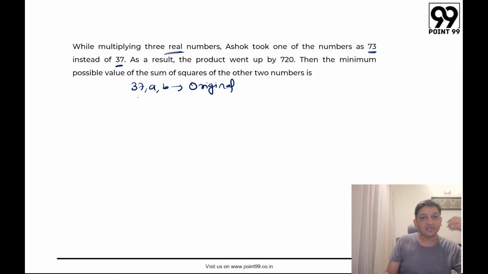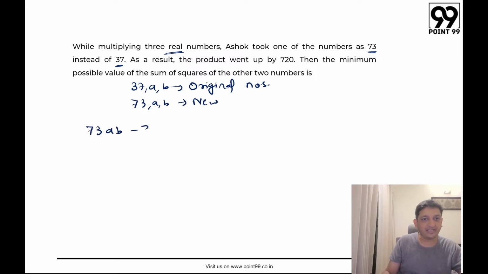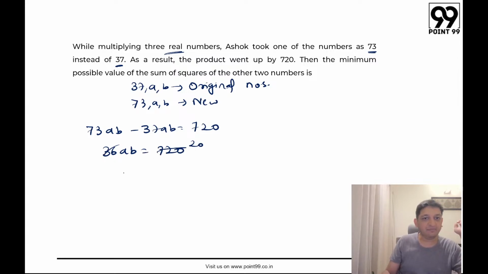Let's see. 37, A and B, let's say, are the original numbers, right? The new numbers are 73, A and B. Now the product went up by 720, which means that 73AB minus 37AB will be equal to 720. It went up, meaning increased. So in this particular case, 36AB will be equal to 720. So you will get AB equals 20.